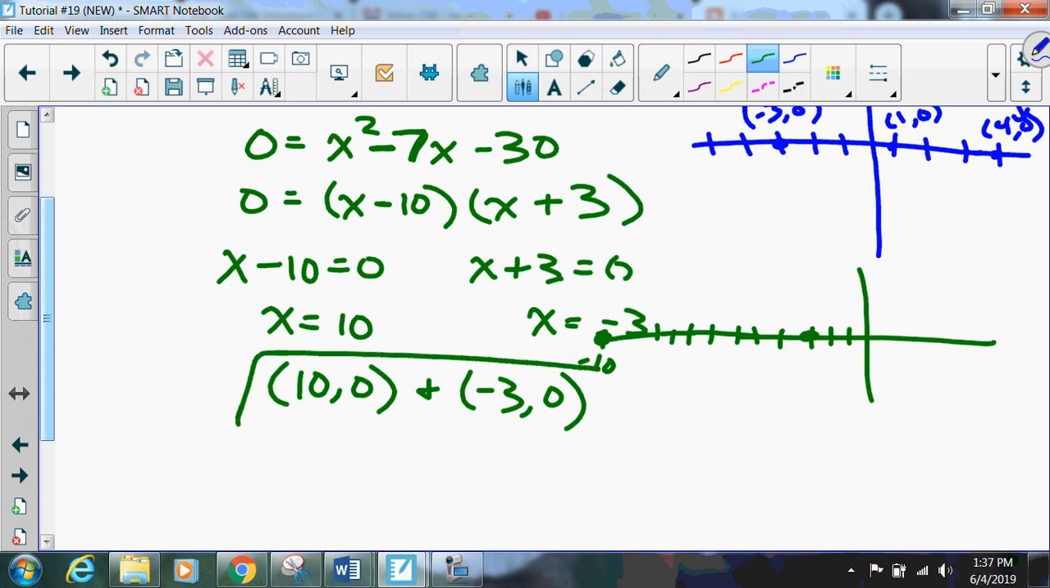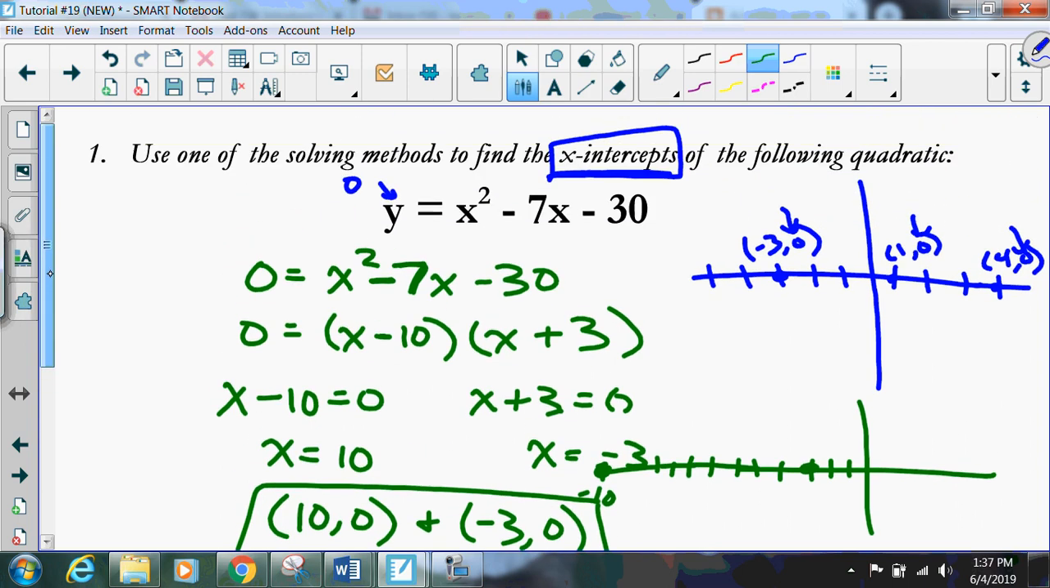So how do we find the x-intercepts of a quadratic? Step 1 is setting the y equal to 0 because all points on the x-axis, all x-intercepts have a y equal to 0. And then we solve for x. And in this case, we're factoring a trinomial to solve for x.